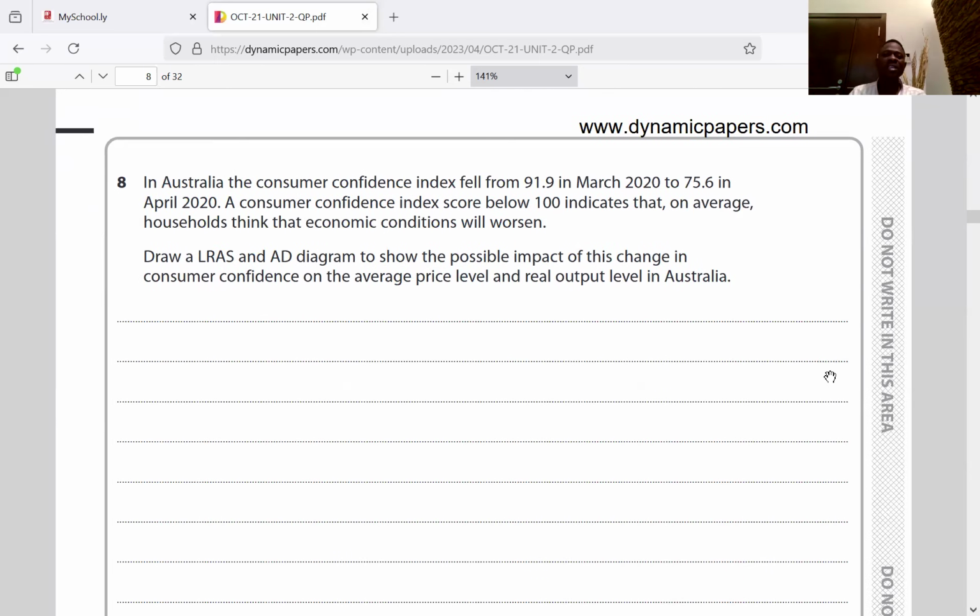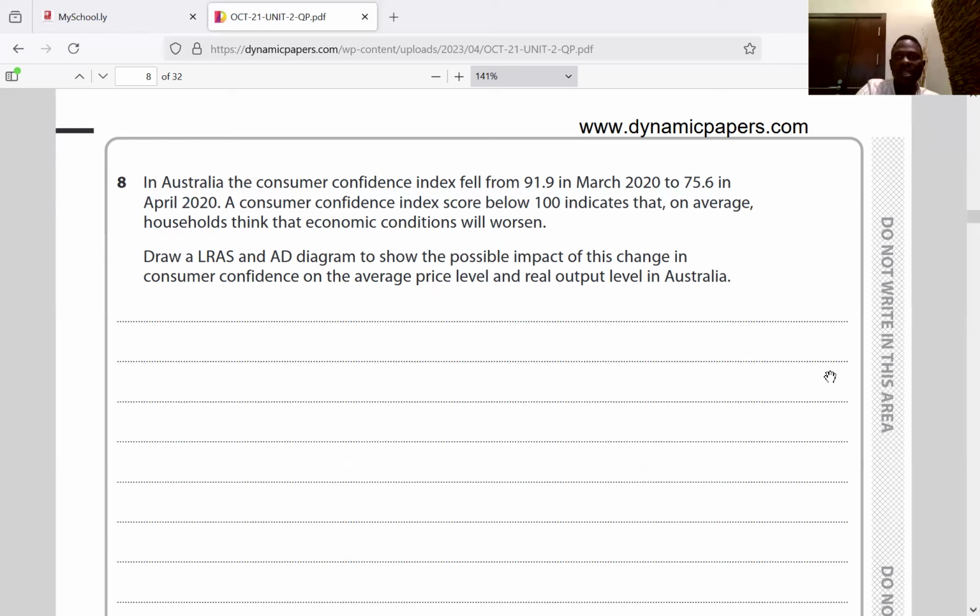So the point here is, if consumer confidence falls, it means consumers become pessimistic about the future. As a result of that, it reduces their consumption. So it is expected that in the long run, the aggregate demand will shift leftward from AD1 to AD2, and that will bring about a fall in the price level from P1 to P2, and the real output level will remain the same according to the classical economists.